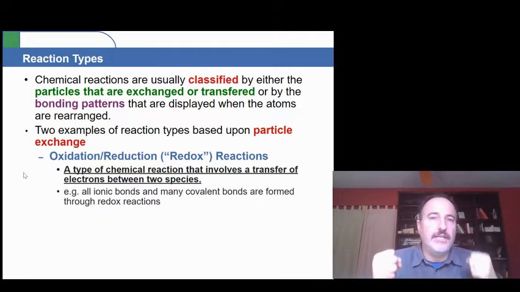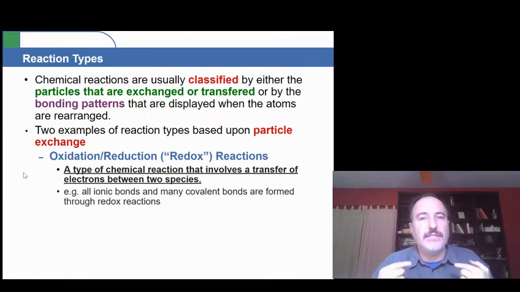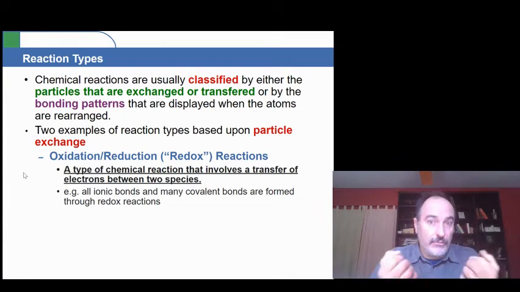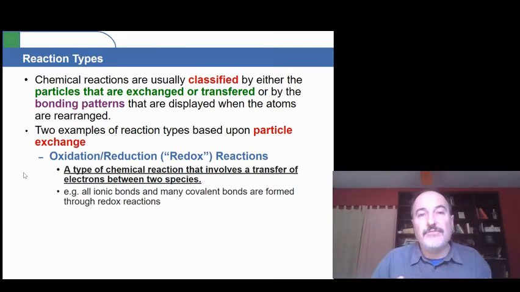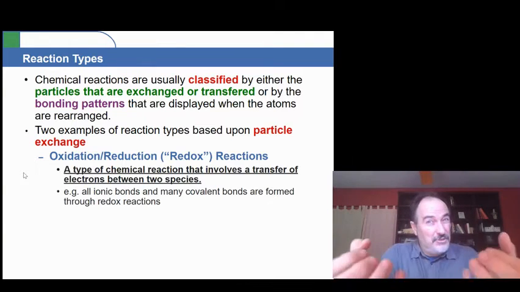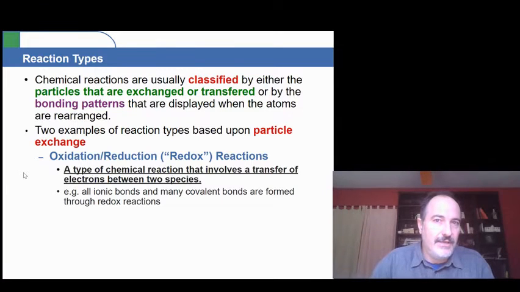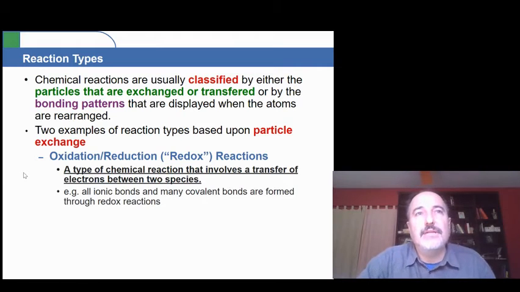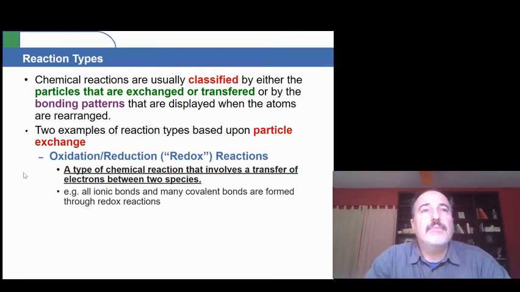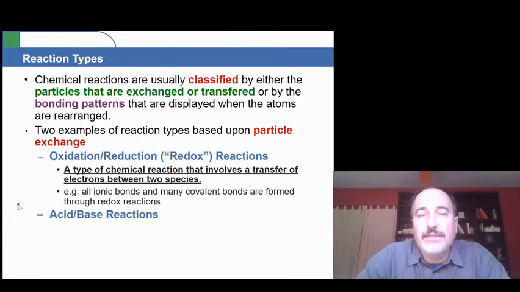Like if hydrogen and oxygen are bonding together, yes, they're sharing, but because oxygen is so electronegative, it's going to want to grab those electrons, and therefore it is transferring them, I guess, from the hydrogen to the oxygen. Even though they're still sharing, there's a bit of a transfer going on, so it can be considered a redox reaction.